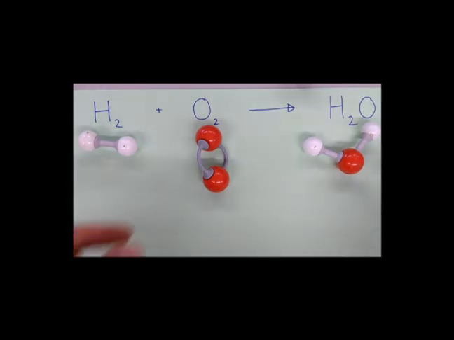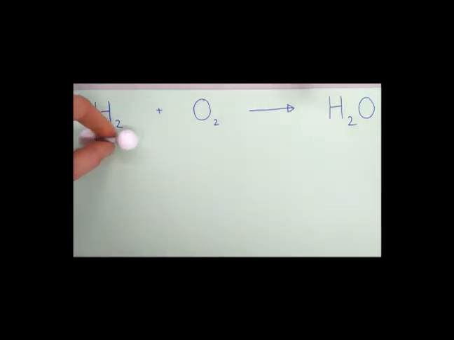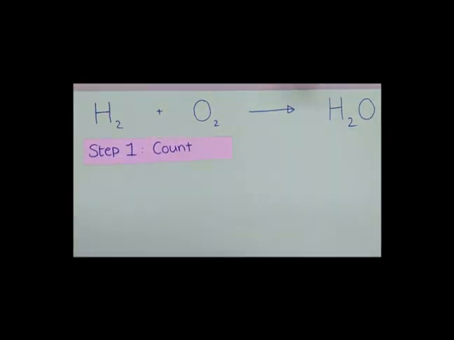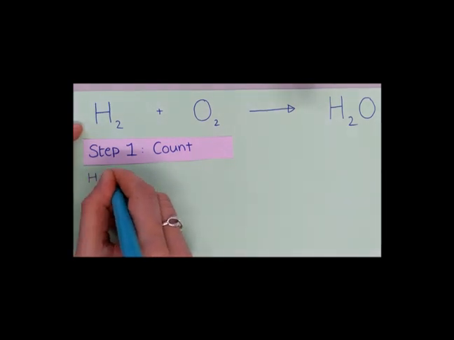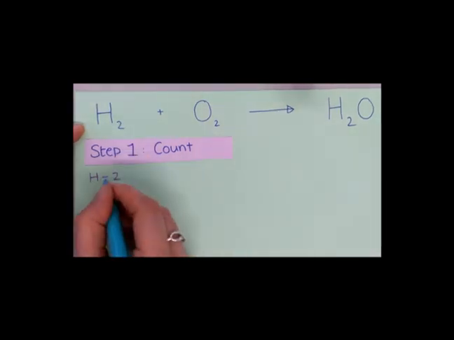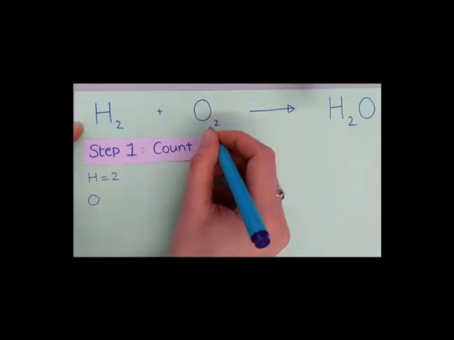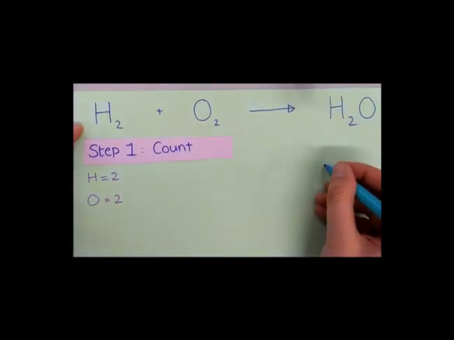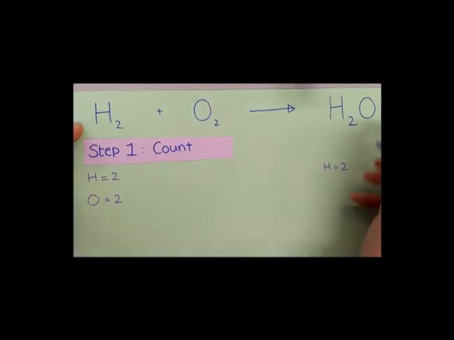So, how are we actually going to do this practically? Our first step is that we need to count up how many atoms of each element there are on the left side of the equation and the right side of the equation. So I've got 2 hydrogens here and 2 oxygens here. I've got 2 hydrogens here, and I've got 1 oxygen here.